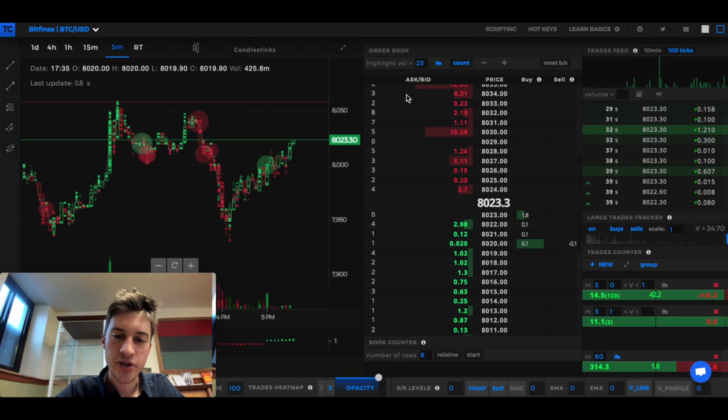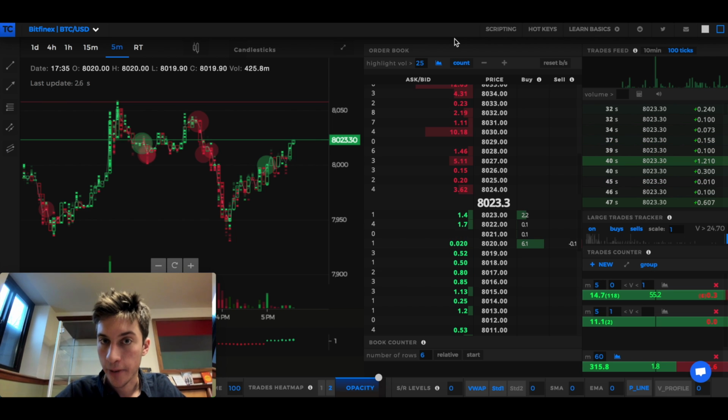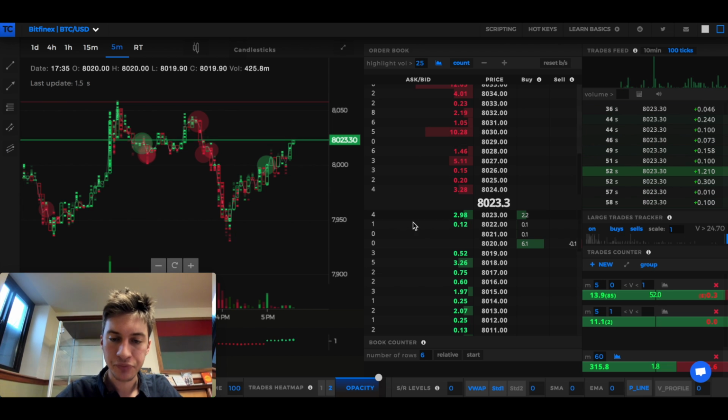So this count right here is just going to tell us, as you can see, these numbers right here represent the count. This count is going to tell me how many individual orders make up that wall. So right here you can see we have a Bitcoin offer wall of 10 Bitcoin, now 10.28, that's made up of 5 different orders. So 5 different limit sell orders that were put there.